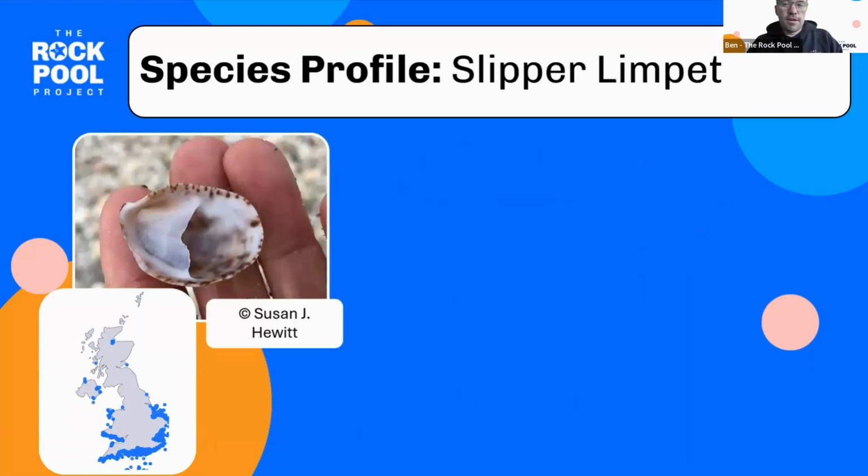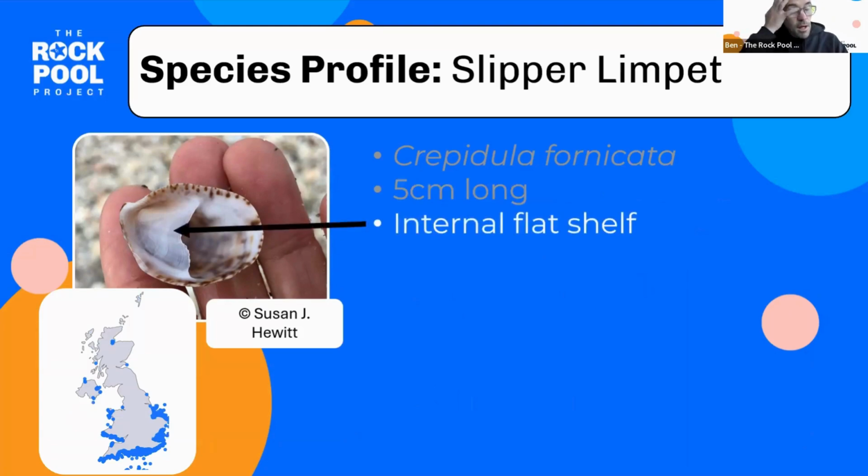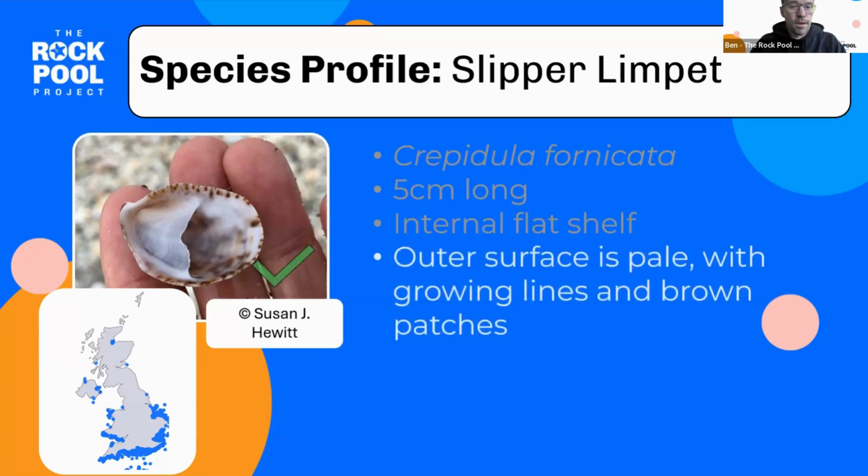Slipper limpet is the second most commonly recorded, Crepidula fornicata. This one, in contrast to the barnacles, is pretty much unmistakable, I would say. It's 5 centimeters long, a pretty medium-sized shell, and it's got this internal flat surface, which none of our native limpets do, which covers half of the inside of the shell. So look out for that. That's why it's called a slipper limpet. It looks a little bit like a slipper you can put your foot into.